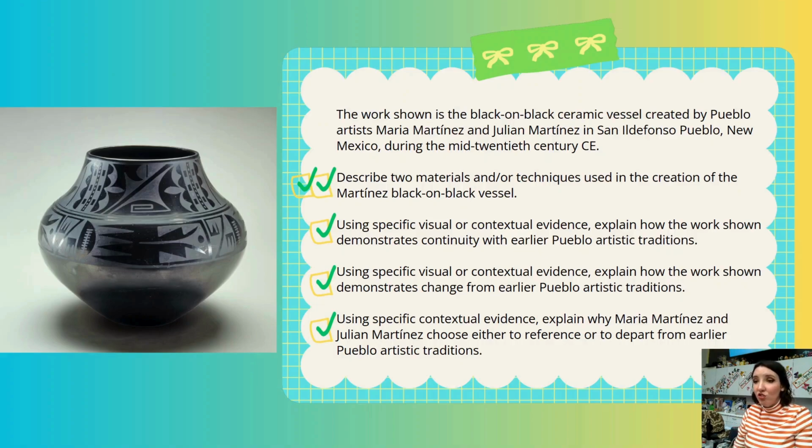After you talk about the tradition, the next question says, using specific visual or contextual evidence, explain how the work shown demonstrates change from earlier Pueblo artistic traditions. These two questions are usually the same on all the tradition change FRQs. It says continuity, it says change, it gives context to the time period or culture. So continuity of Puebloan artistic traditions, change from earlier Puebloan artistic traditions. Even if you don't know Puebloan artistic traditions, you could still kind of think about the large scale, like what's happening in the world, or just look at the piece and sort of guess.